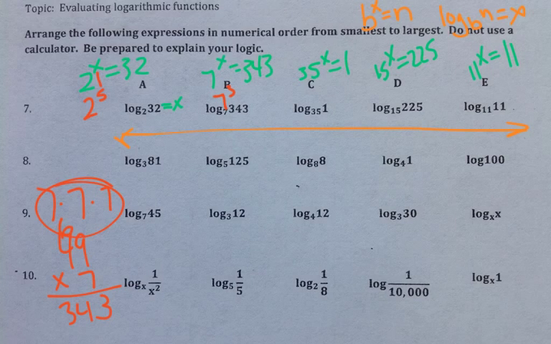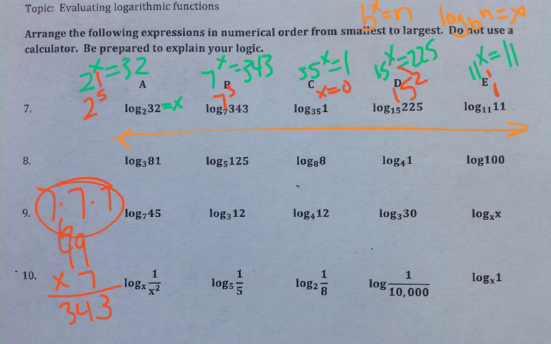Then, 35 to what power is 1? Well, that one has to be 0, because anything to the 0 is 1. 15 to what power is 225? That's 15 squared, so x equals 2. And 11, x would equal 1. It's the only way we can keep the same number.